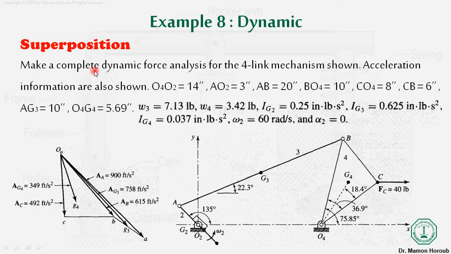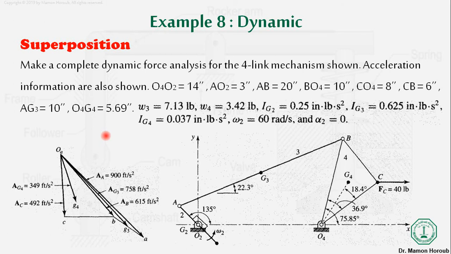So make a complete dynamic force analysis for the 4 link mechanism shown. This is the 4 link mechanism shown, link 2, 3, 4, and 1 is the ground link. Acceleration information is shown. In a dynamic problem, whether solving by analytical analysis or by graphical analysis, the acceleration polygon will be given to you. You can get the values from the acceleration polygon. Similarly, the dimensions of the links are also given to us, and the weights are also given, because we will need the weights in order to calculate the values of the masses of link 3, link 2, and link 4.